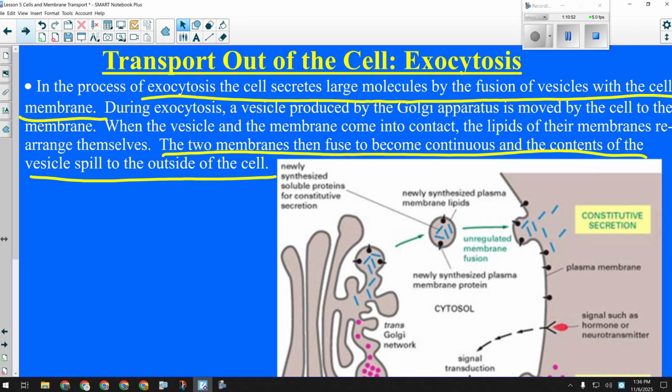Exocytosis, this is large molecules, by the way. Diffusion and active transport, those were small molecules that could fit through the membrane. This is big stuff. Can't go through the membrane. The membrane's got to engulf it.